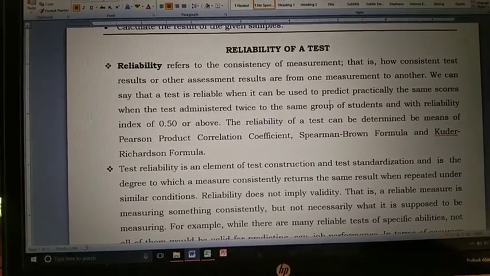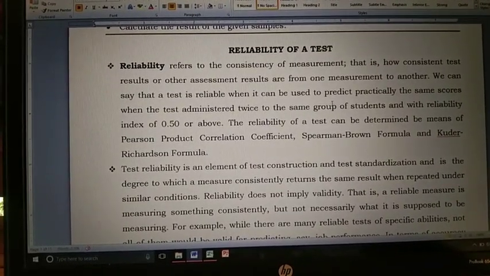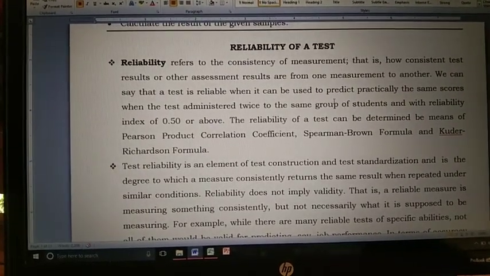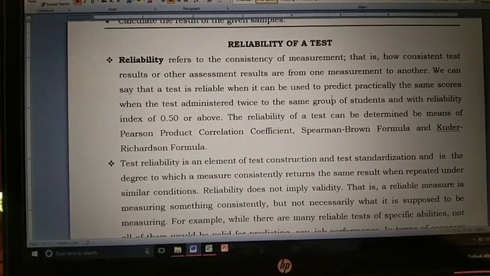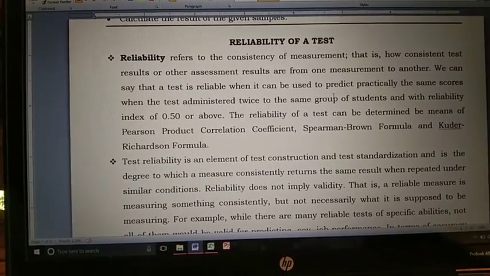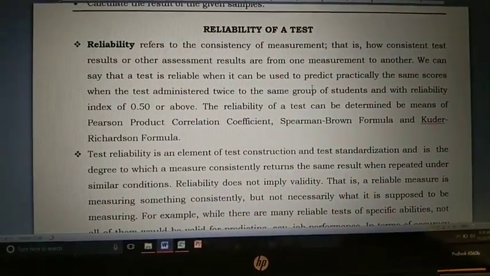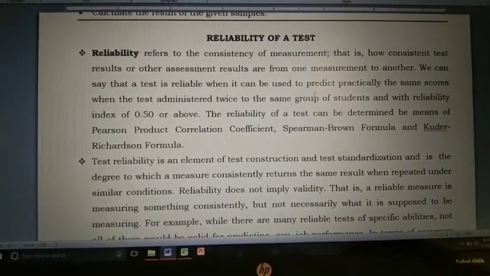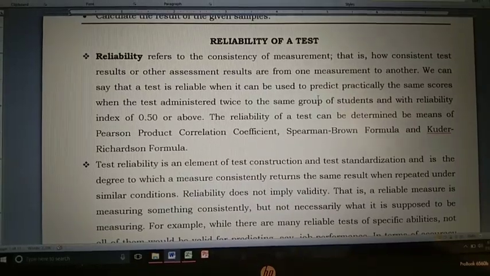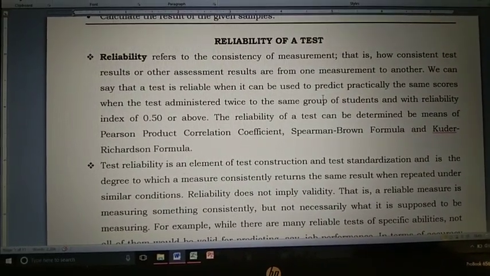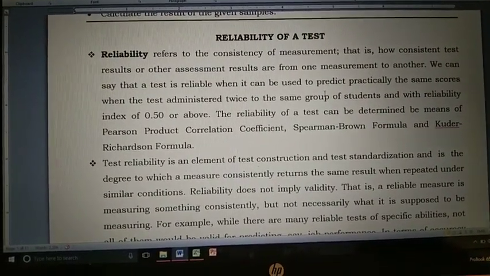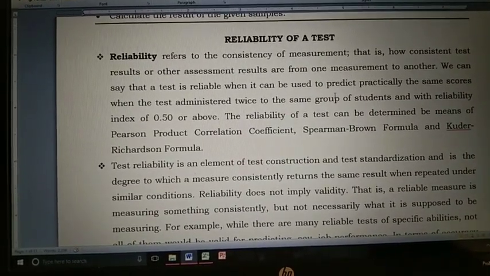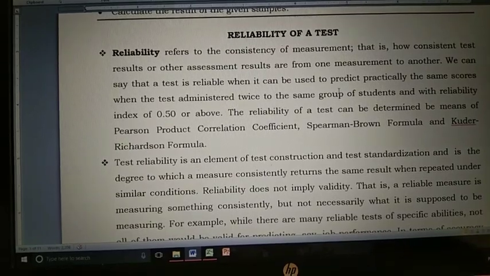So the reliability of the test can be determined by means of the Pearson product-moment correlation coefficient, Spearman-Brown formula, and Kuder-Richardson formula. Okay, meaning po niya guys, ang test reliability, dyan natin malalaman kung consistent yung test mo, and we have the reliability index of 0.5 or above so that your test is reliable.